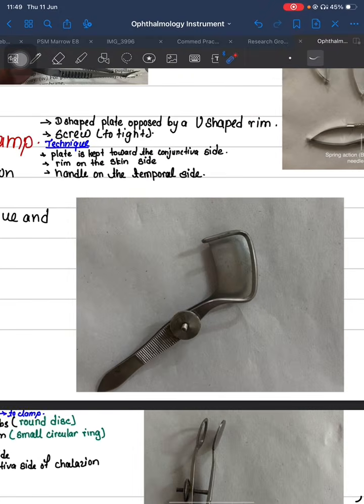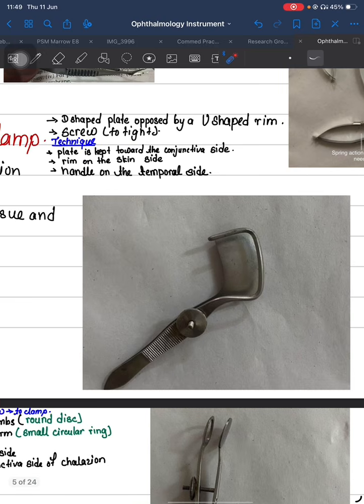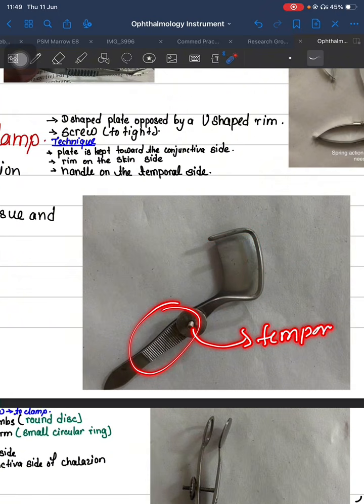First, let us describe the parts of the lid clamp. It consists of a D-shaped plate, and this upper one is the U-shaped rim, and it also contains the screw to fix or tighten the lid clamp. In this technique, at first, this plate is put on the conjunctiva side of the eye, and the rim is put on the outside skin side, and the handle must always be put on the temporal side.